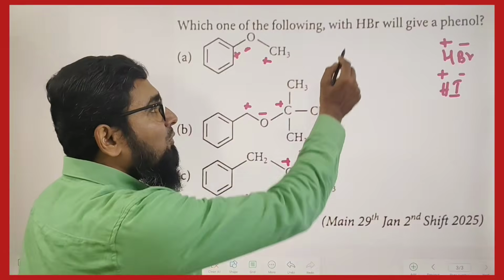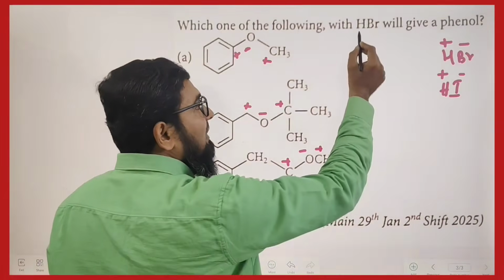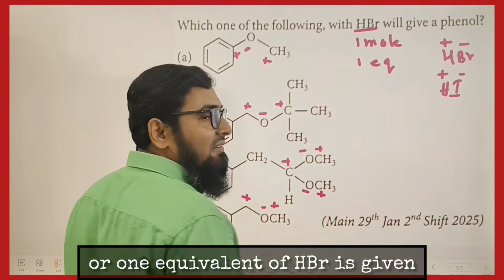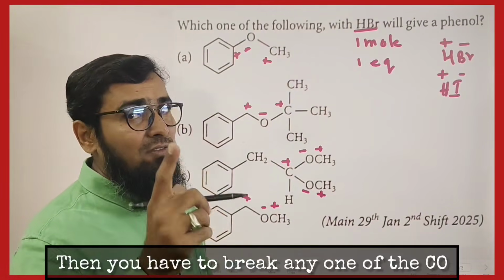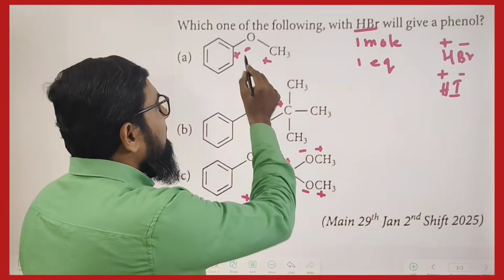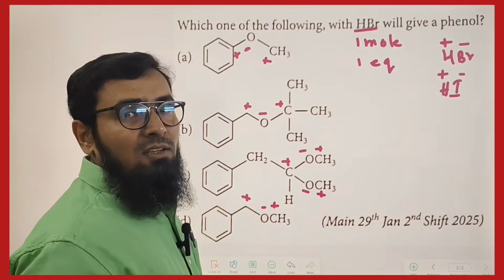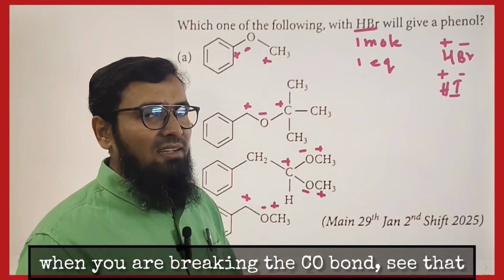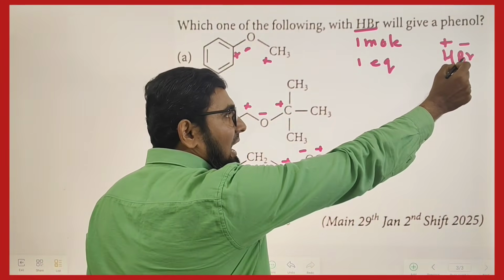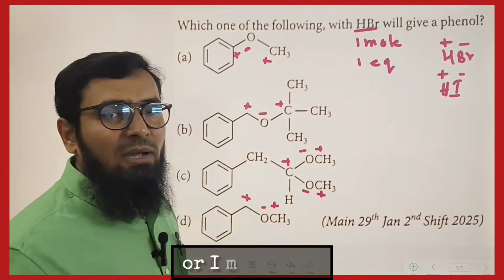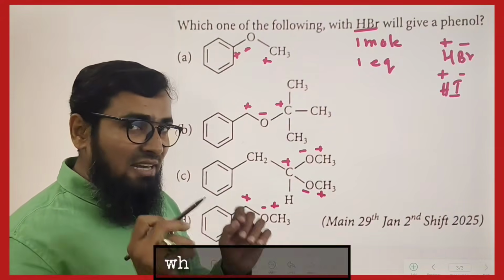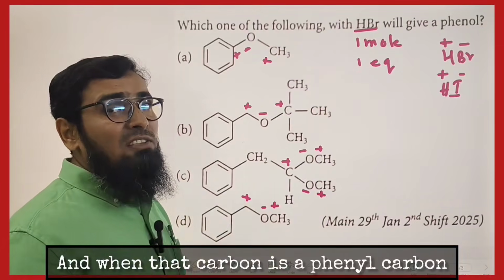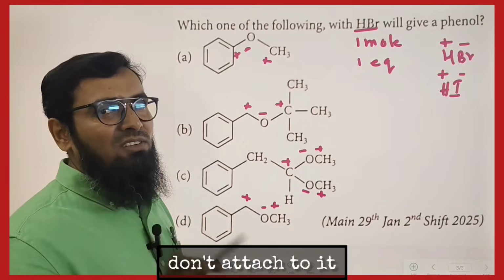After doing this, you have to see how many moles of HBr are given. Here only 1 mole of HBr, or 1 equivalent of HBr, is given. Then you have to break any one of the CO bonds in the given ether. So here there are 2 CO bonds. The trick here is, when you are breaking the CO bond, the halide ion, whether Br minus or I minus, which is negative, is going to attach to the positive carbon. And when that carbon is a phenyl carbon, it does not attach to it.